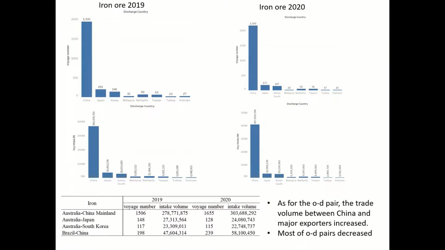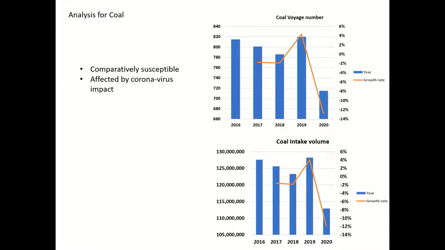And this one is for the import countries. And this table below shows the detailed, maybe important OD pairs. And for the OD pairs, the trade volume between China and the major exporters increased, which means between China and Australia and between China and Brazil increased, and for most of the OD pairs it decreased.